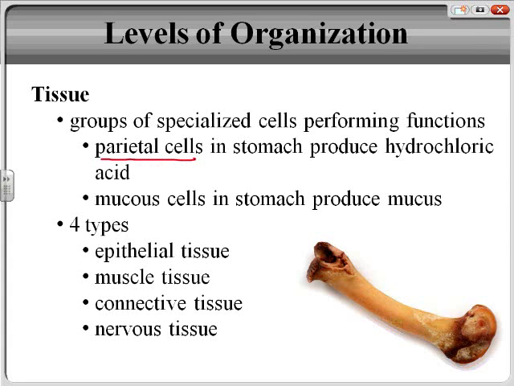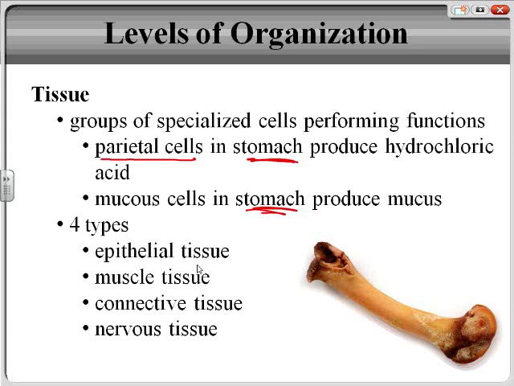So parietal cells in the stomach are specifically supposed to make the hydrochloric acid, stomach acid, all right? Mucus cells are specifically there to produce mucus. But if you look, they're both in the stomach, all right? Because we're only at the tissue level. We're not talking about an organ level yet, right? So we have different types of tissues, made of these different groups of cells to do their job. We have epithelial tissue, muscle tissue, connective tissue, nervous tissue, all right? Different types of tissue to do different types of jobs.